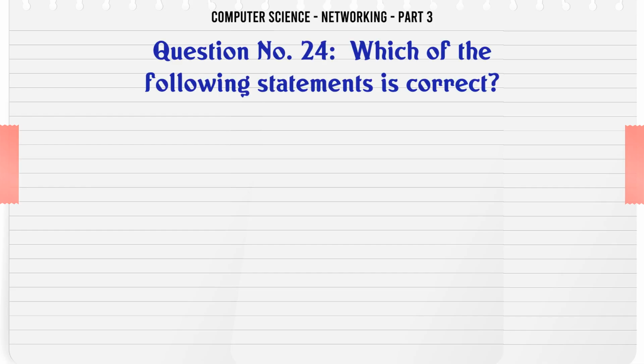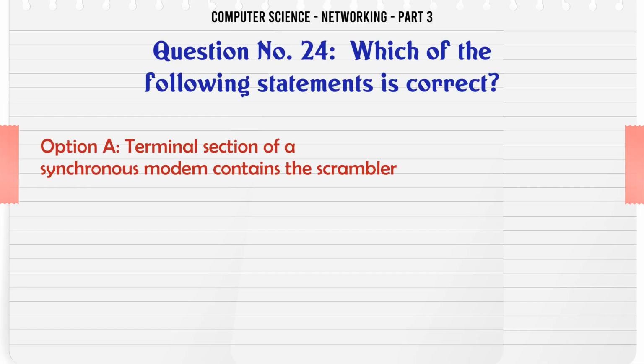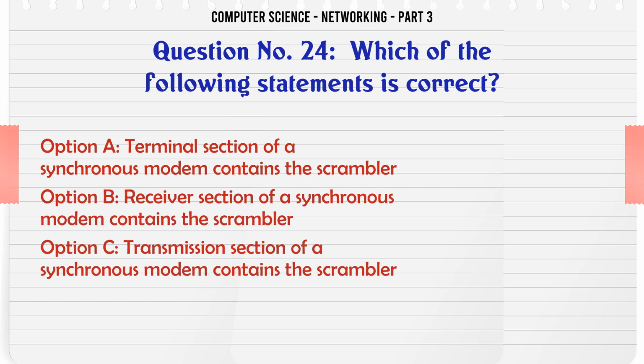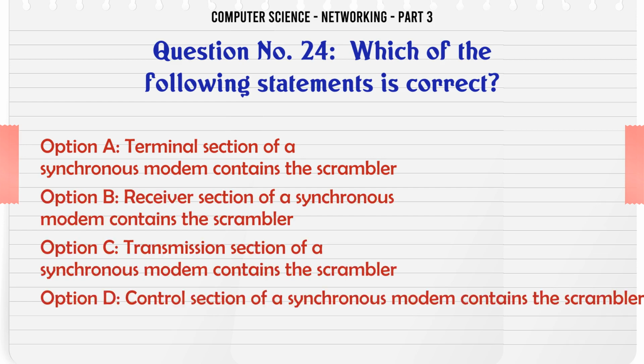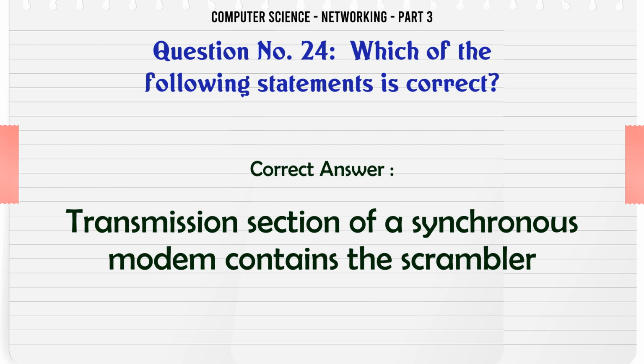Which of the following statements is correct? A, terminal section of a synchronous modem contains the scrambler. B, receiver section of a synchronous modem contains the scrambler. C, transmission section of a synchronous modem contains the scrambler. D, control section of a synchronous modem contains the scrambler. The correct answer is transmission section of a synchronous modem contains the scrambler.